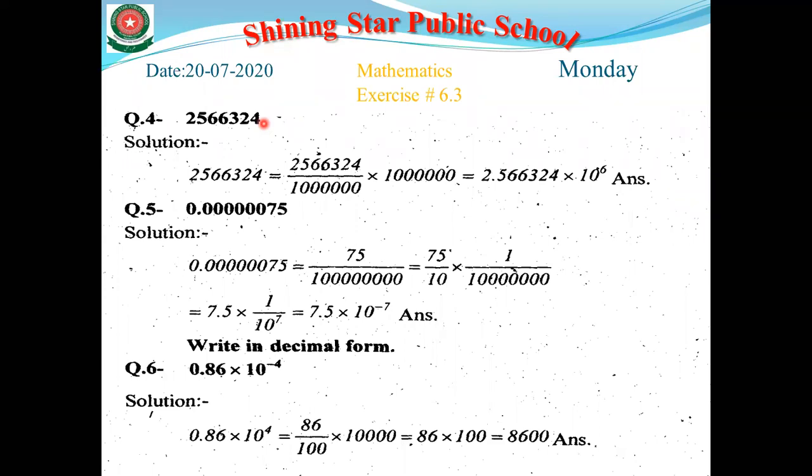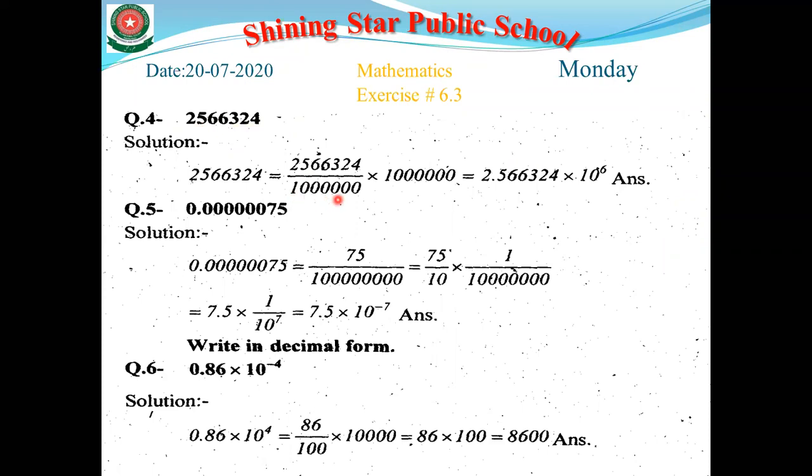So now we convert this number into scientific notation, and we know that in scientific notation we only have one digit before the point. So that's why we have to write this as 2.566324. Before the point we only have one digit. After the point, how many digits? 1, 2, 3, 4, 5, 6. So after the point we have 6 digits, so we write in the denominator 1 and 6 zeros.